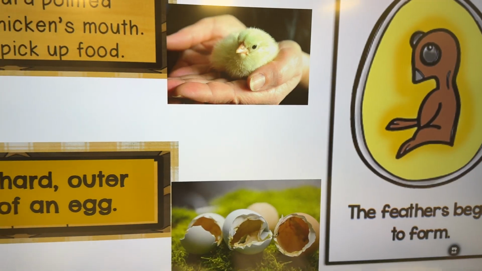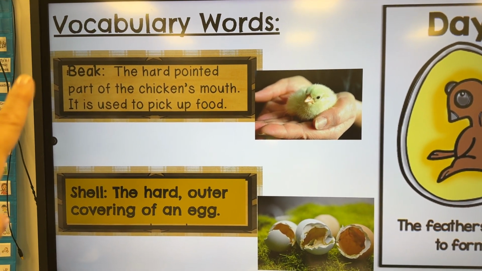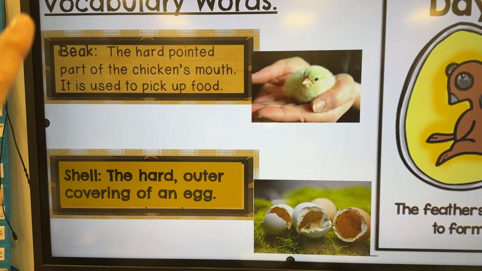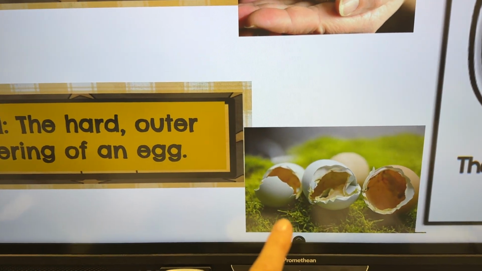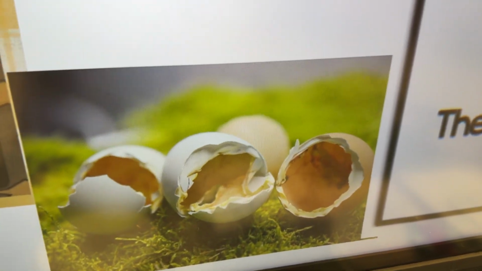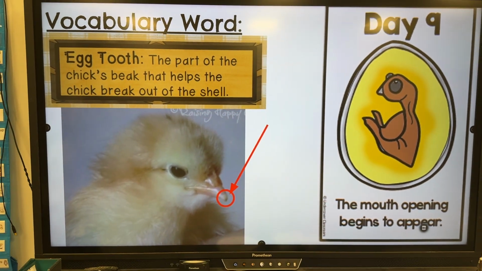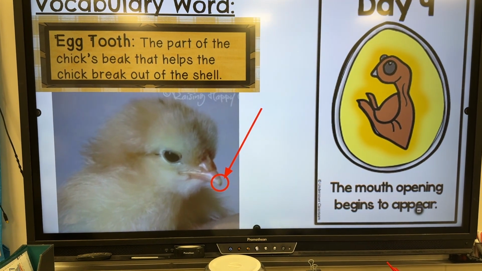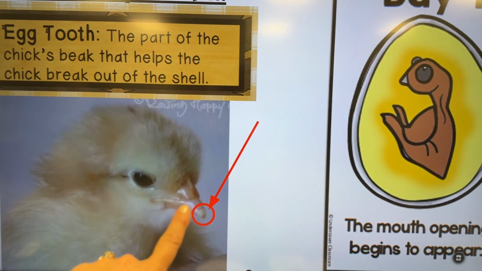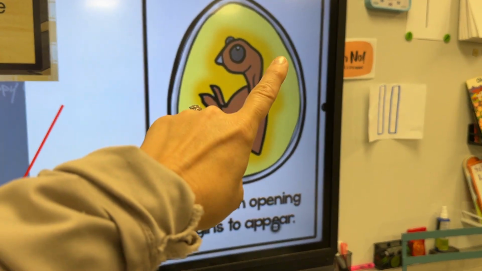On day eight, the feathers begin to form. We talked about them using their beak to pick up food, to eat, to get out of this shell. The shell is the hard outer covering of an egg. Day nine, yesterday, we talked again about the egg tooth, the part of the beak that's only there for about 24 hours to help the baby chick get out of this egg as they're pipping and zipping.